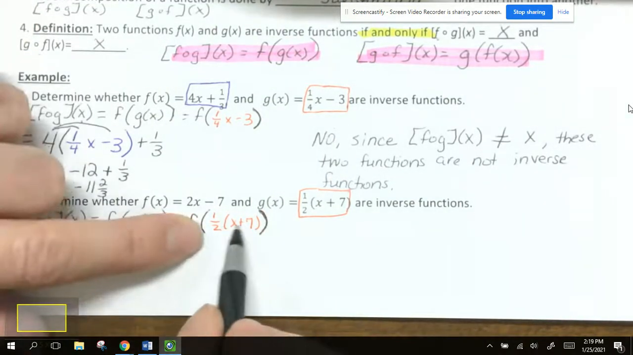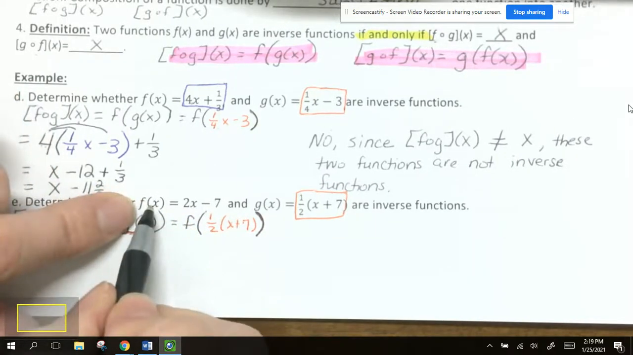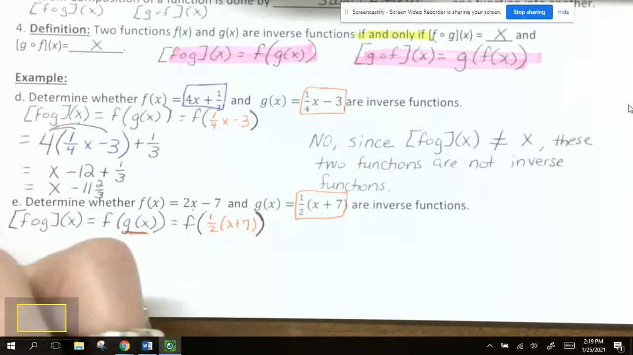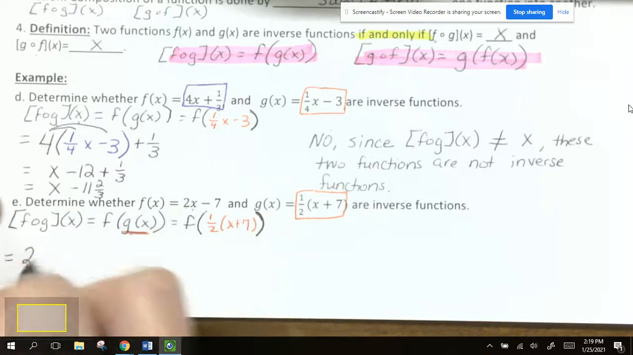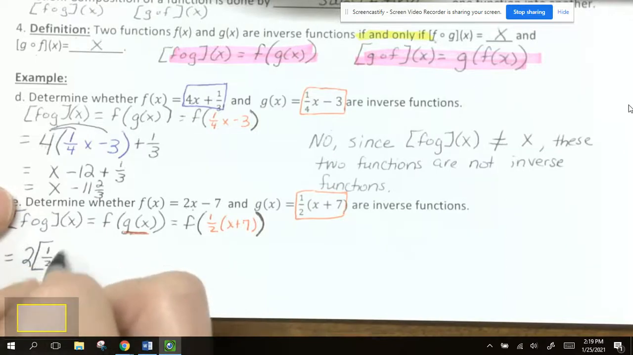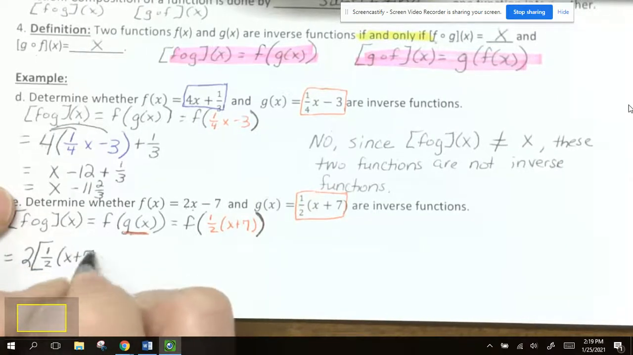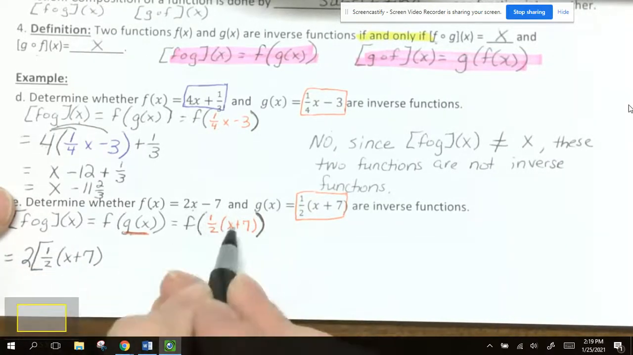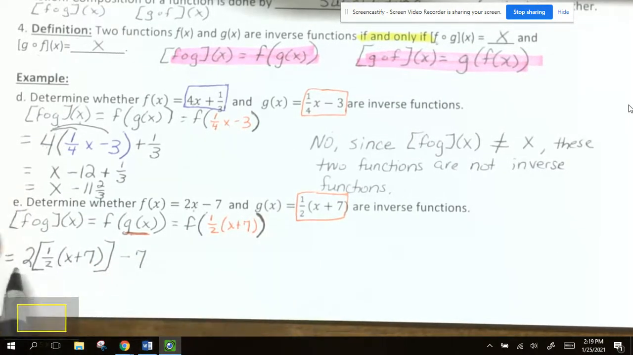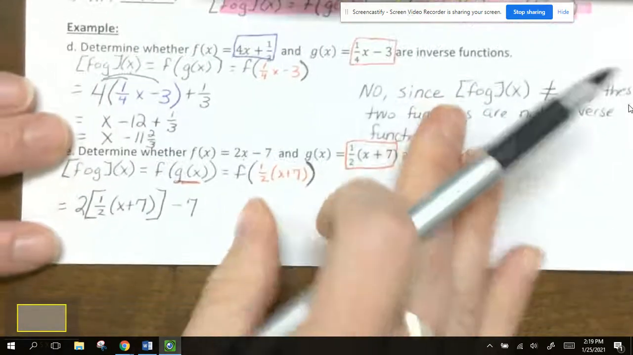Now I'm going to take this and go to the f(x) equation, and I'm going to put this whole thing in for that x right there. So now I've got 2, and then I'm going to put it in brackets since there's a parentheses there: 1/2 x + 7, I replace the x with that, minus 7. Now this is all multiplication here.